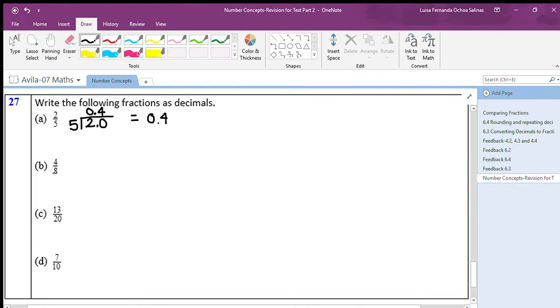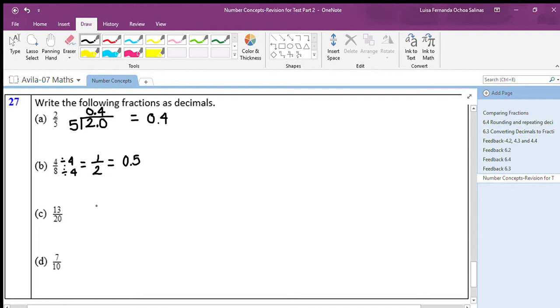Fantastic. So the second one, 4 over 8. I can see that this fraction is not simplified. So I know that if I divide by 4 and divide by 4, then I get that this one is equal to 1 over 2. And if you do the same division, you will get to the same answer, but most of you will be able to identify that 1 over 2 is the same as 0.5 or 5/10.